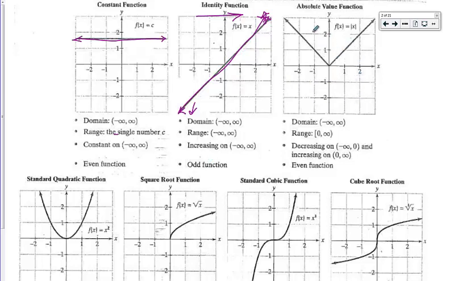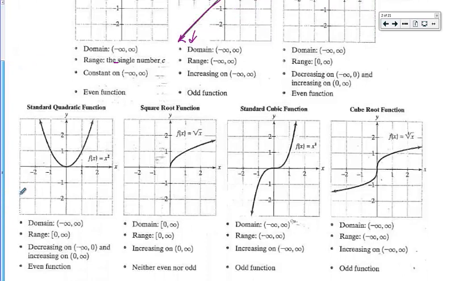On this one, this is the parent function for the absolute value. It also has a domain of negative infinity to infinity because it's going in both directions. Its range, however, starts at 0 and it's going up, right? So it's 0 to infinity. And then it's decreasing from negative infinity to 0, and then it's increasing from 0 to positive infinity. And it's even because it reflects over that y-axis. Okay, very similar here for your quadratic. All essentially is the same as your absolute value.